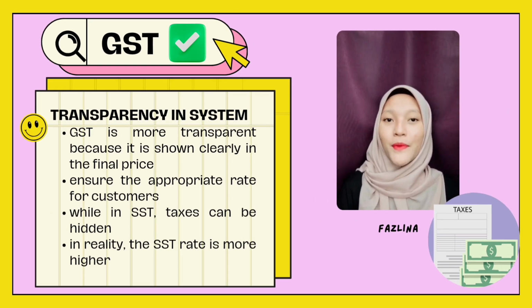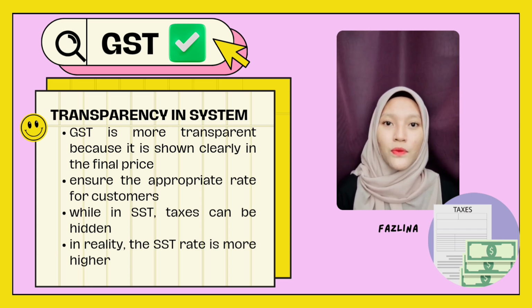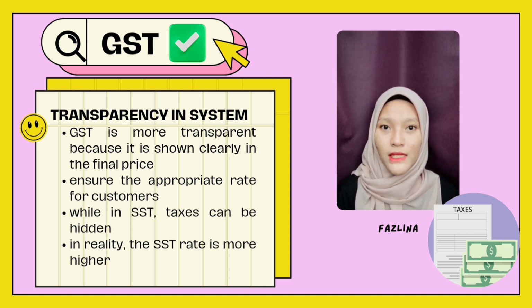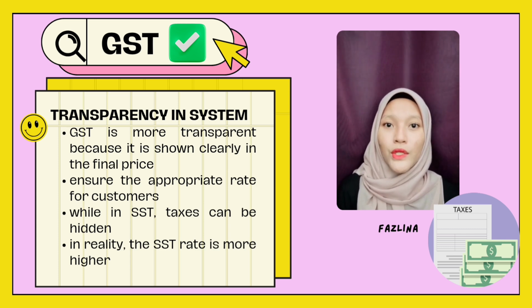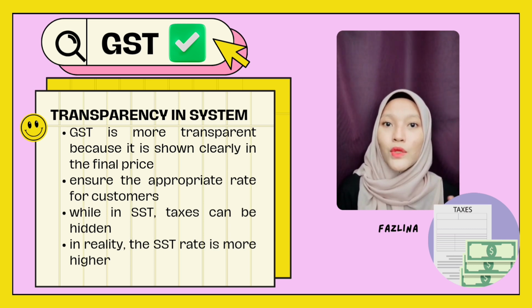In my opinion, Malaysia should revert to GST to increase tax revenue. This is because, in terms of transparency between SST and GST, GST is more transparent to the consumers because taxes are clearly shown in the final prices of goods and services. Other than that, GST not only reduces the cost of doing business, but also ensures appropriate rates for customers and, most importantly, a more transparent taxing structure, while SST is not, because taxes can be hidden in the prices of goods and services. For example, even though the SST rate increase is just 2%, in reality the price of goods has increased by almost 10 to 20%.